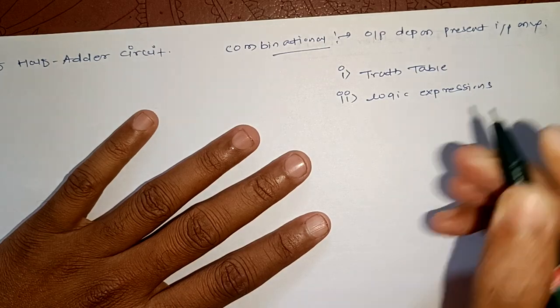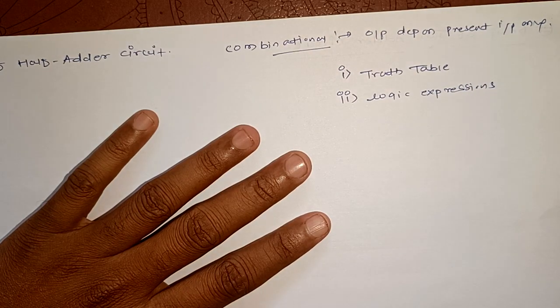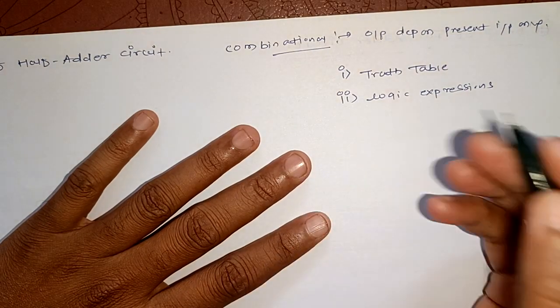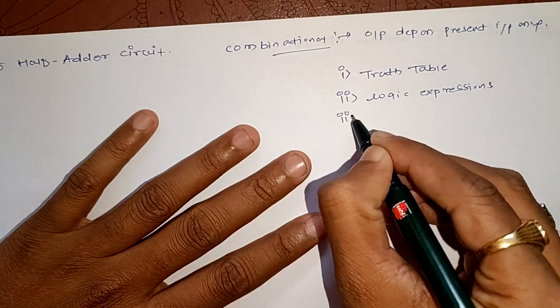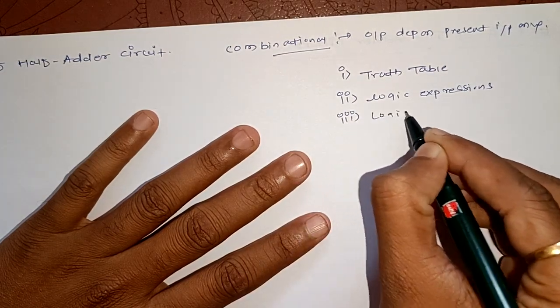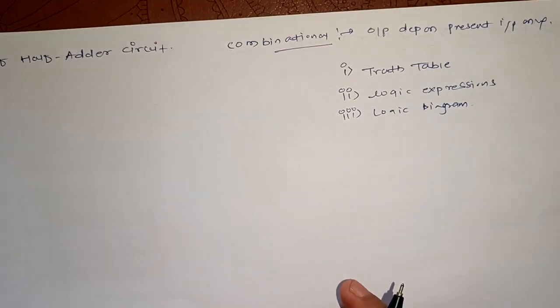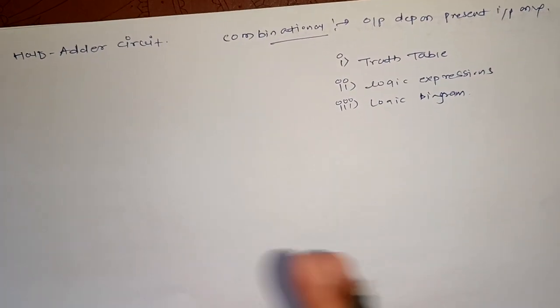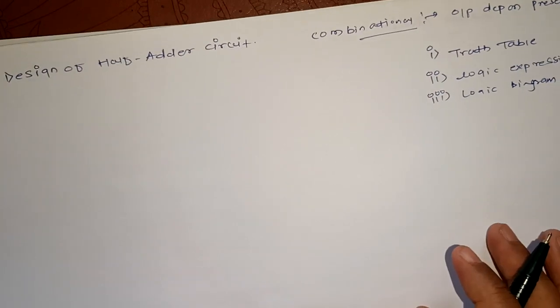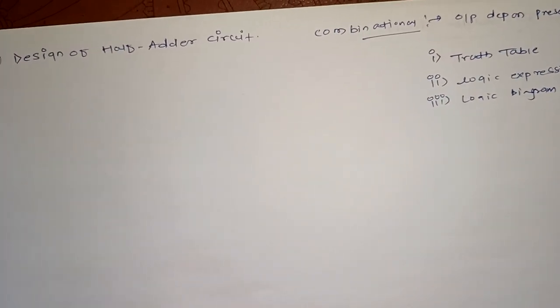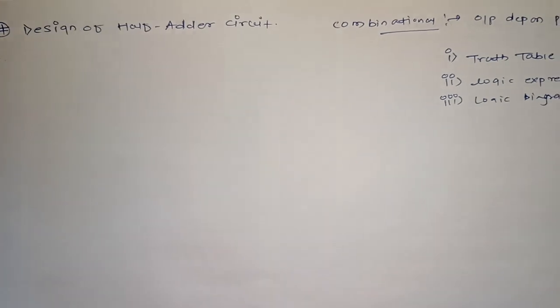Now, what is a logic expression? It is nothing but the relationship between output and input. And lastly, we have to draw a logic diagram. So we'll follow these three steps for every circuit from here onwards. Out of which, let us start with the first one, that is, how we could design a half adder circuit.